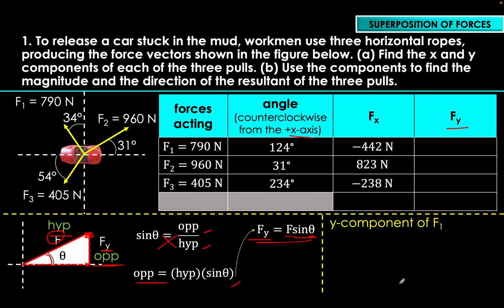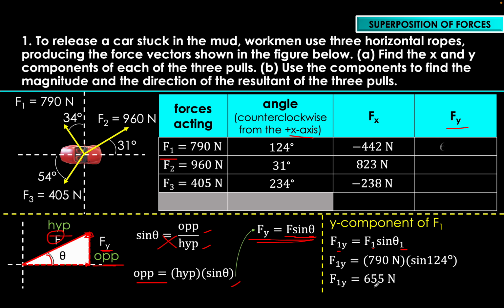So first, for the y component of f sub 1, that will be f sub 1y equals f sub 1 times sine theta sub 1. Okay, nothing scary. It's just the general equation we derived, but we added the subscript 1 to specify that we're dealing with force number 1 and avoid confusion. Then plug in. So 790 times sine 124, these are just the given. And you're supposed to get 655 newtons for your f sub y for force 1.